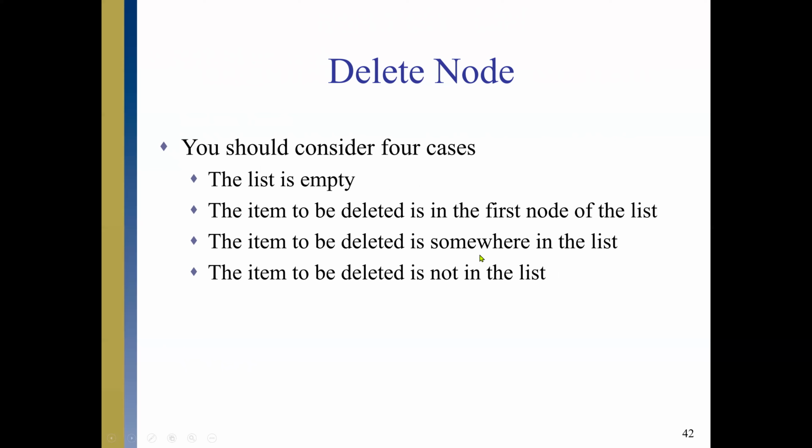Then for deleteNode, we are going to consider the following 4 cases. We don't want to delete from an empty linked list, there's nothing there. Or the item to be deleted is the first item in the linked list. Or the item to be deleted is somewhere in the middle of the linked list, or the item to be deleted is not in the linked list. We consider these 4 cases to implement the code. Again, we are going to see all this code in our next lab work.